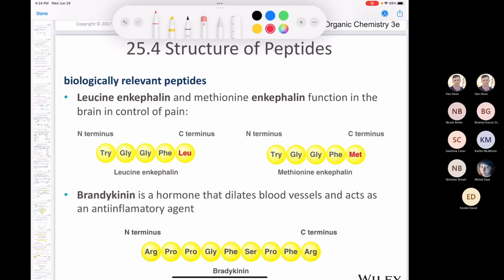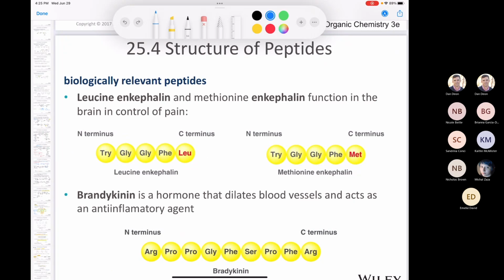So these two compounds are called enkephalins. You have leucine enkephalin, which has a tyrosine, a glycine, a phenylalanine, and a leucine. So leucine enkephalin ends with a leucine, right? This is the N terminus, this is the C terminus.